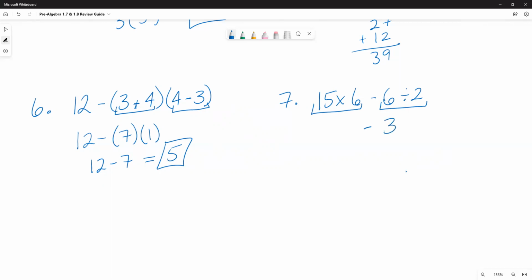So that one is 3. And what's 15 times 6? So 6 times 5 is 30. Carry my 3. Yep. Then it's 90. All right. What's 90 minus 3? You meant 87. Yeah. Okay.